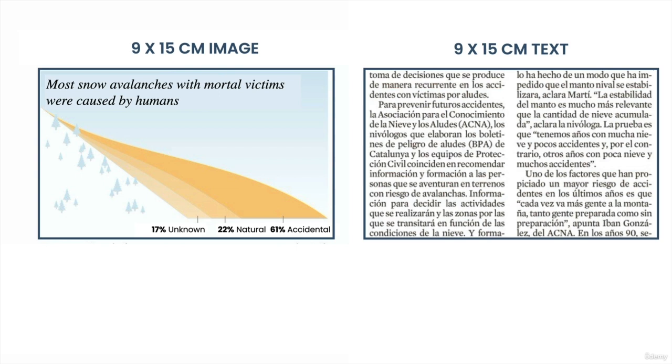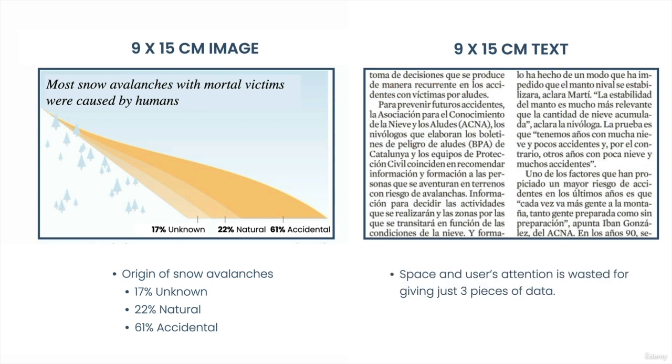And here what happens is that we are using this area, which is pretty big, to just depict 3 items of data, which is the 3 origins of snow avalanches. So we are just showing here 3 numbers. So my criticism here is that space and users' attention is wasted for giving just 3 pieces of data.